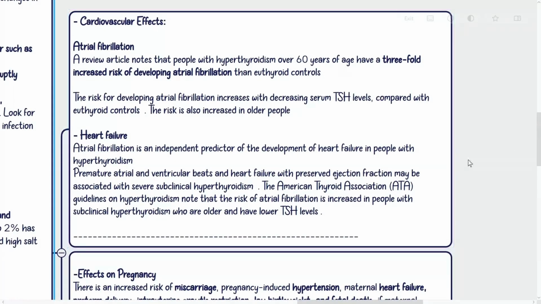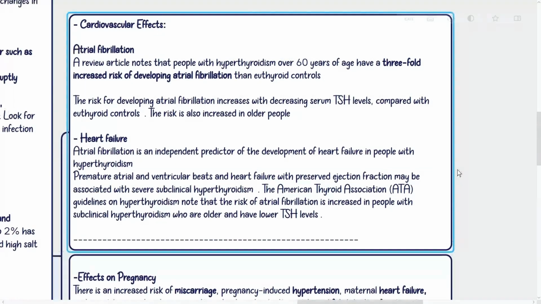Cardiovascular effects. Atrial fibrillation. A review article notes that people with hyperthyroidism over 60 years of age have a threefold increased risk of developing atrial fibrillation than euthyroid controls. The risk for developing atrial fibrillation increases with decreasing serum TSH levels, compared with euthyroid controls. The risk is also increased in older people.